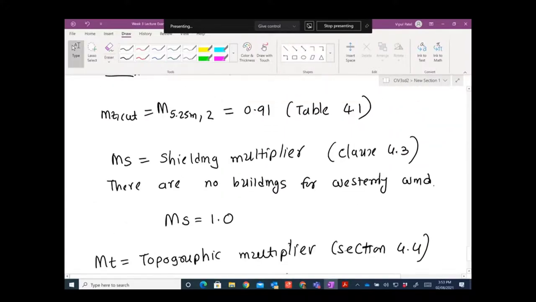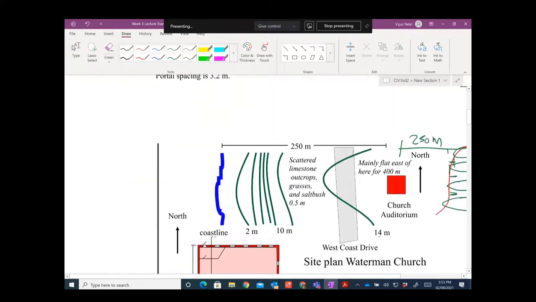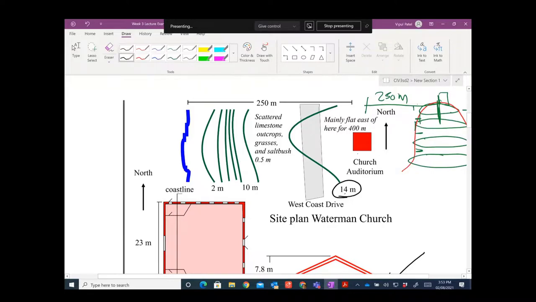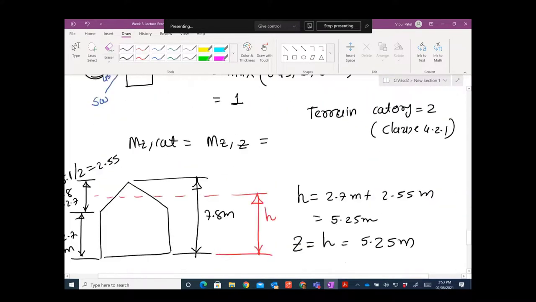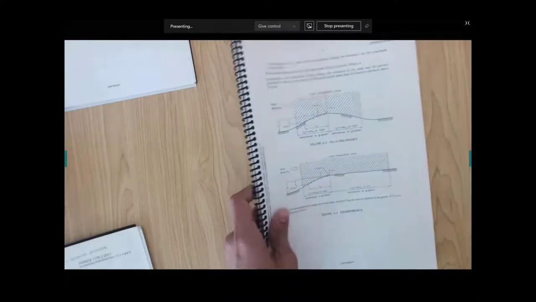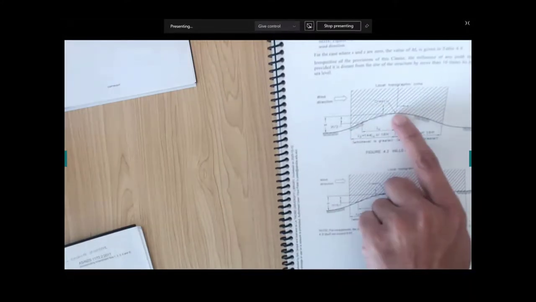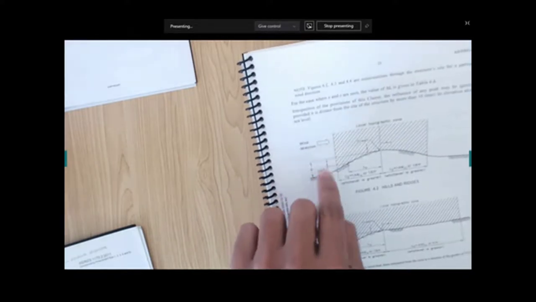So for H, we can go back to our questions. If you go back to this contour, you have 14 meters where your auditorium is sitting. So H equals 14 meters. Now, what is LU? LU is basically the horizontal distance from your location to the point where your half height is. I repeat again: your site is here, you draw the horizontal line across to where you hit H over 2.